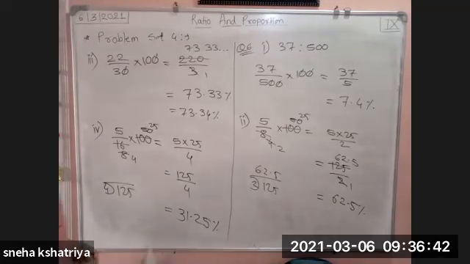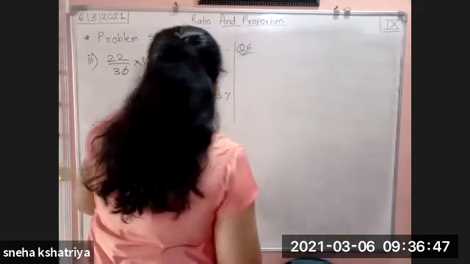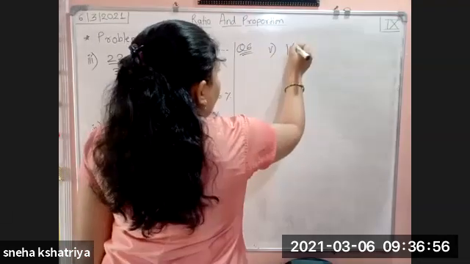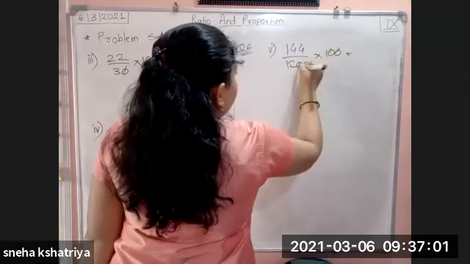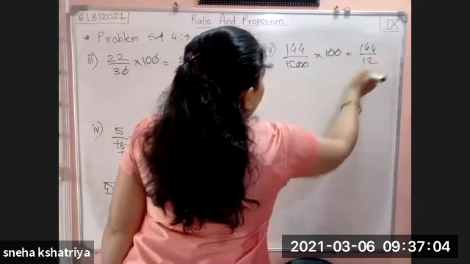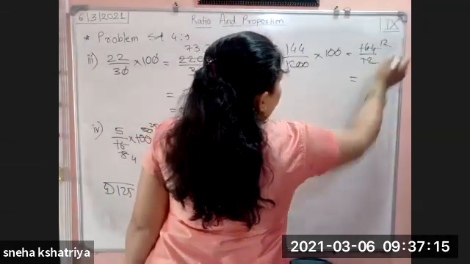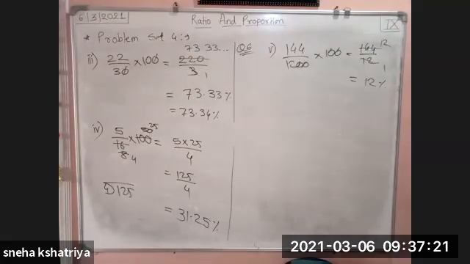Okay. We will see the last example of this question number 6. Fifth example: 144 upon 1200. 144 upon 1200 multiplied by 100. The 0s get cancelled. 144 divided by 12. 12 square is 144. So 12 ones are 12, 12 12s are 144. So this becomes 12%. Your last answer is 12%.